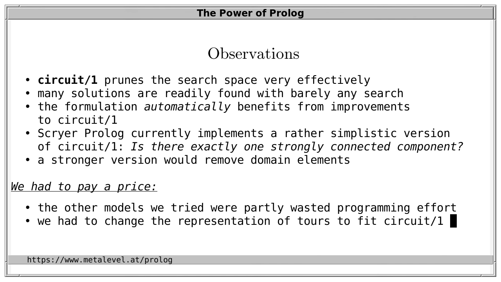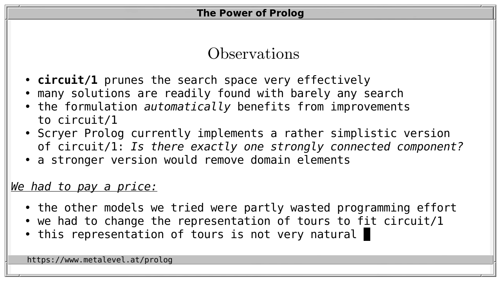And also, we had to change our representation of tours to suit the circuit constraint, which doesn't strike us as very natural. It's probably not a representation we would have intuitively chosen. And finally, we also keep in mind that we are now only describing closed tours. That's a price we paid for using circuit. We may have excluded valid solutions. And it's somewhat ironic that ruling out a subset of solutions helps us to find solutions faster in this case, due to stronger pruning.